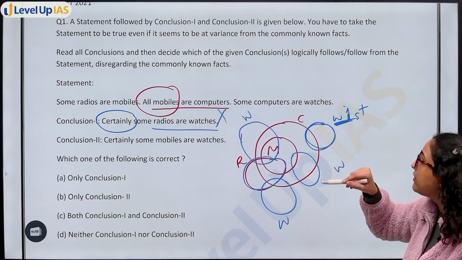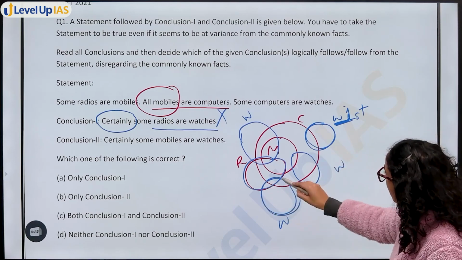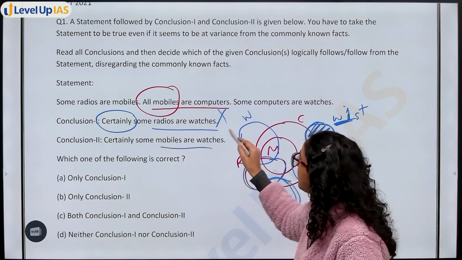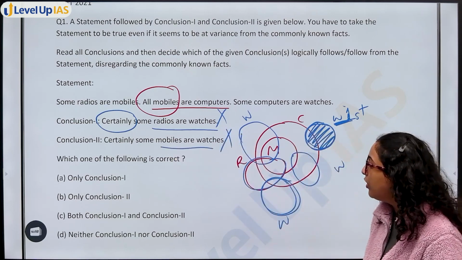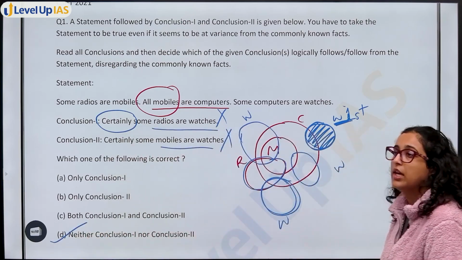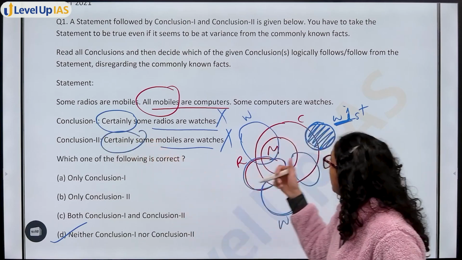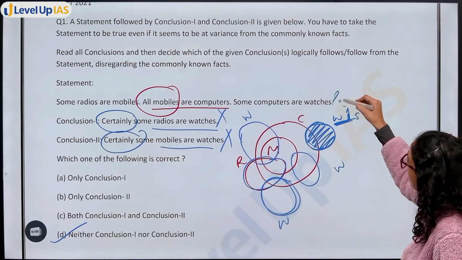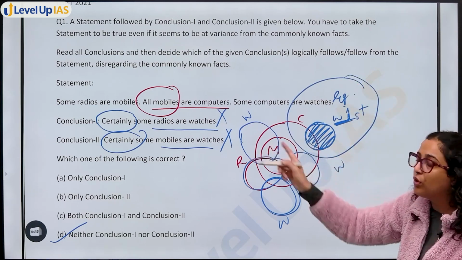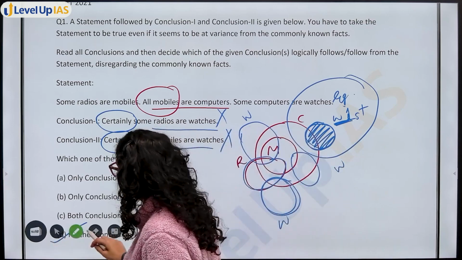Then certainly some mobiles are watches. Again, you take this case or you take this case only. Certainly some mobiles are watches. This is also not true. So neither conclusion 1 nor conclusion 2. Okay? So as I told you, when you have statements with certainly, if you get even one example where you can refute the statement, that means the statement is not true.